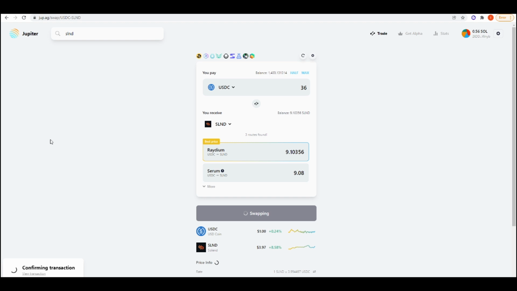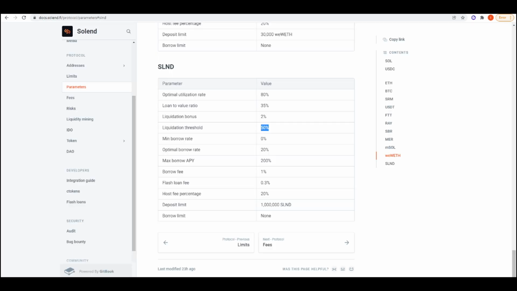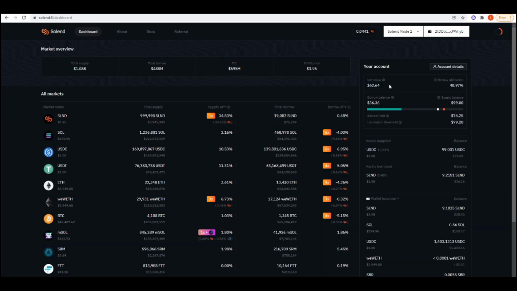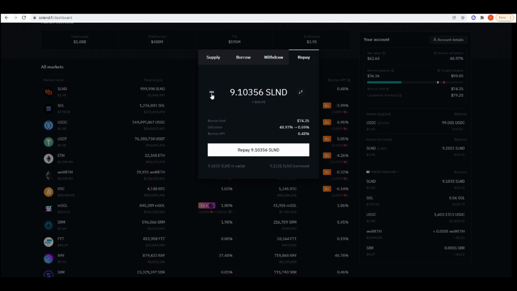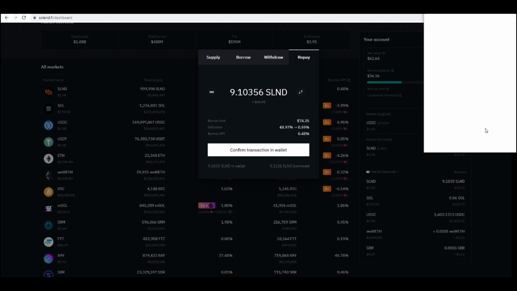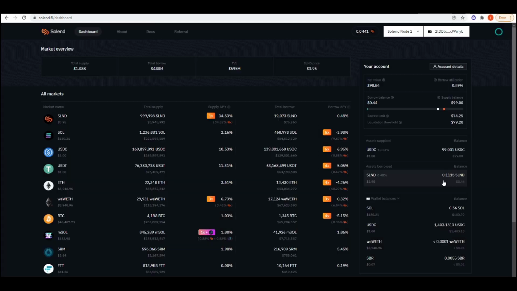Each transaction should go through, and then I go back to Solend Finance. Okay, the swap's been done. You press refresh again. So I have the SLND back in my wallet here. So let me repay this amount. So it appears I still need to repay 0.1115 SLND, but you get the point, right? Hopefully all of that maths worked out and made sense to you in your head.